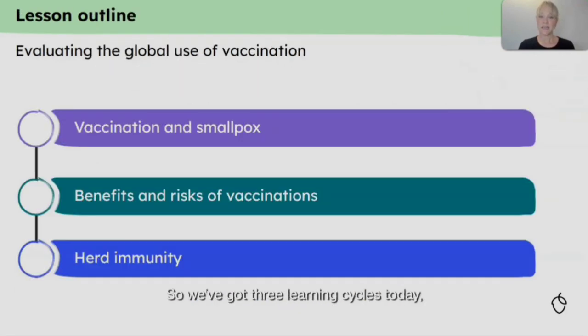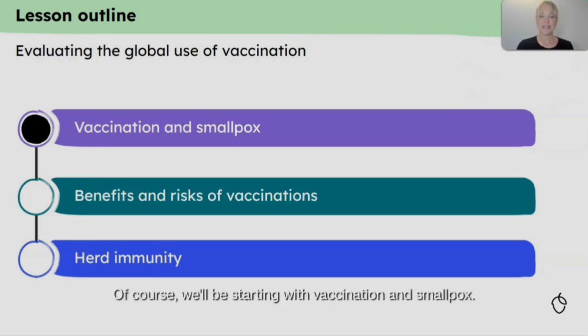So we've got 3 learning cycles today, and they are vaccination and smallpox, benefits and risks of vaccination, and finally herd immunity. Of course, we'll be starting with vaccination and smallpox.